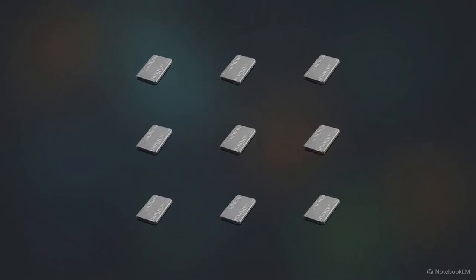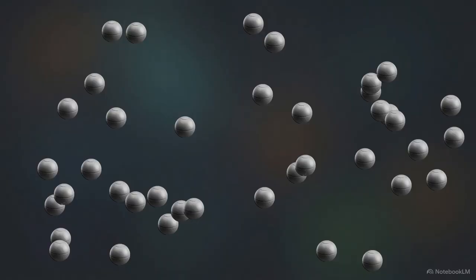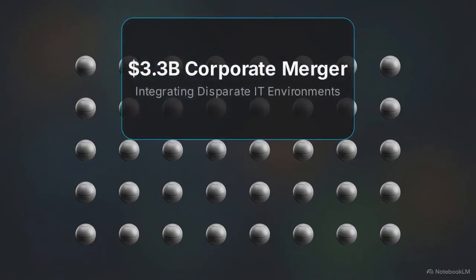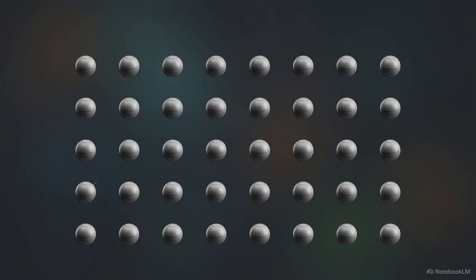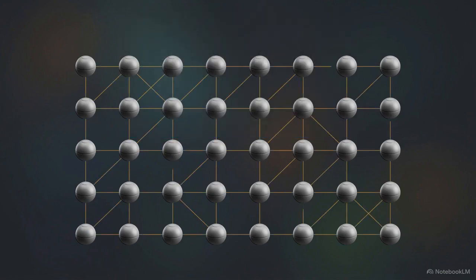systems back into daylight. This graph shows a visualization of thousands of unorganized data nodes snapping into a clean, color-coded grid. Meyer applies this untangling to extreme stakes, like integrating systems during a $3.3 billion corporate merger. By mapping hidden dependencies between applications, the ecosystem's logic becomes visible. You can immediately isolate critical fail points across the network.